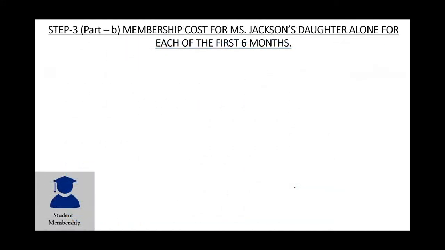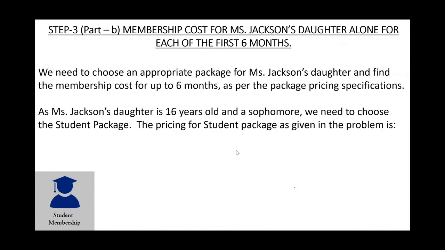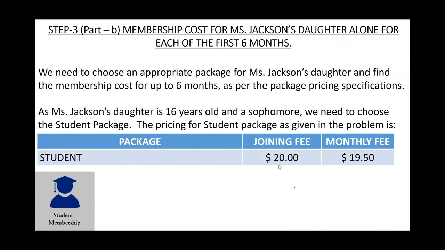So part B is about what? Membership cost for Miss Jackson's daughter alone for each of the first 6 months. So let us see what the pricing says. The pricing says for the student package, the joining fee is $20, the monthly fee is $19.50 each month. So the formation of the formula is still the same. We pay this in the beginning, then every month we pay $19.50. So this is what we repeat.